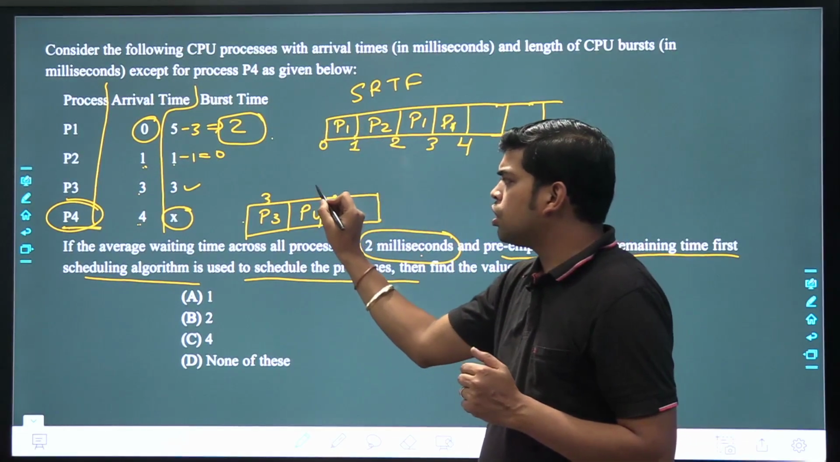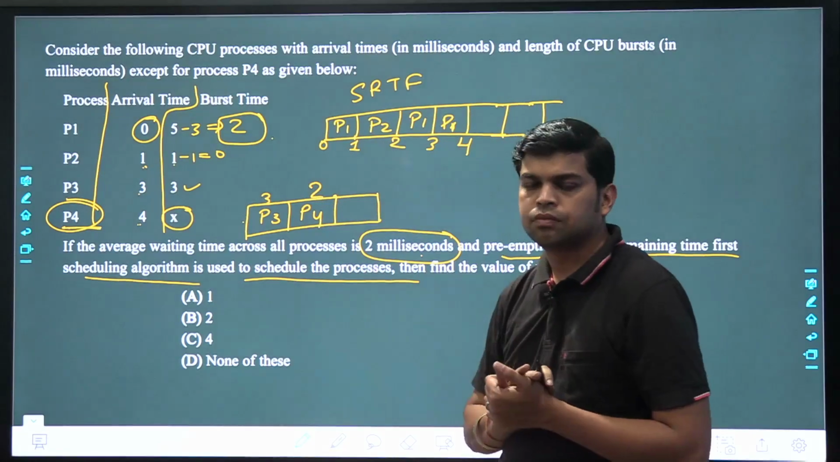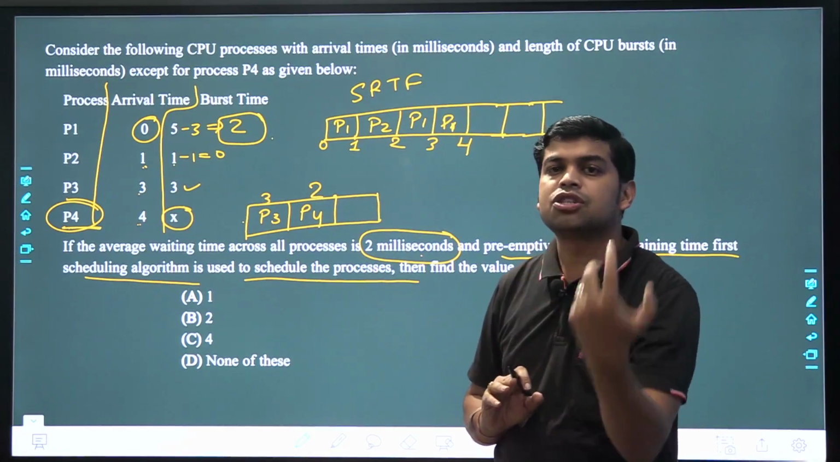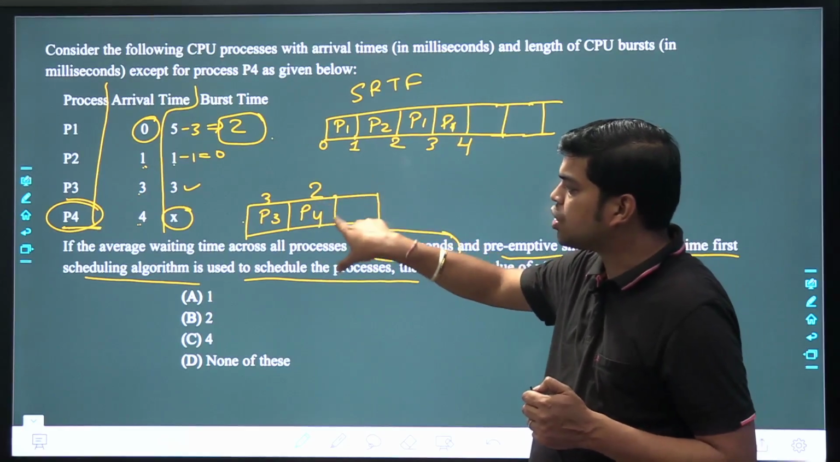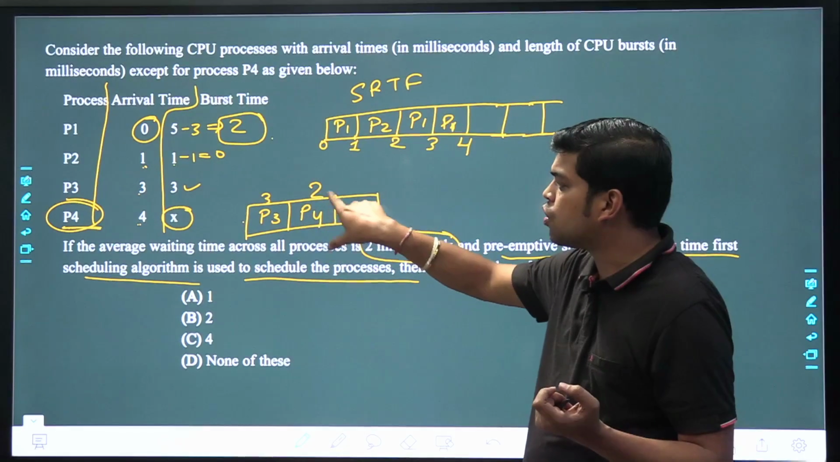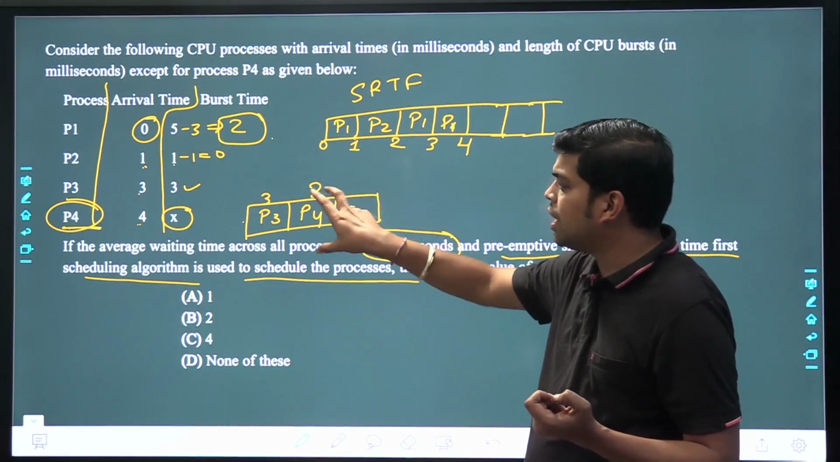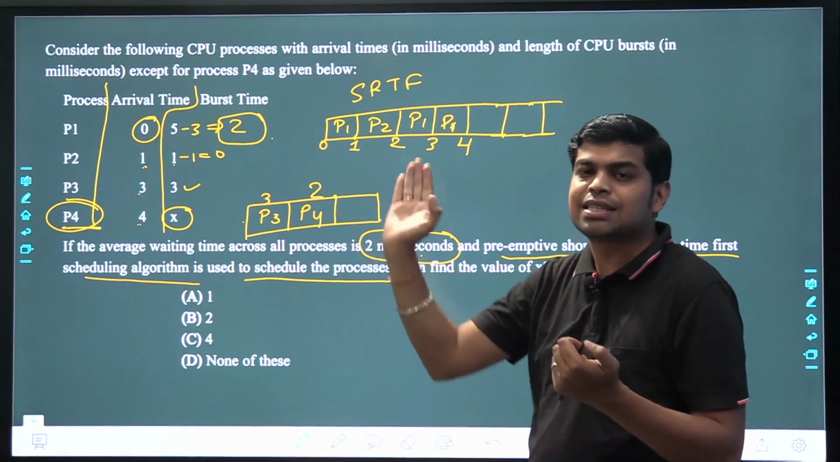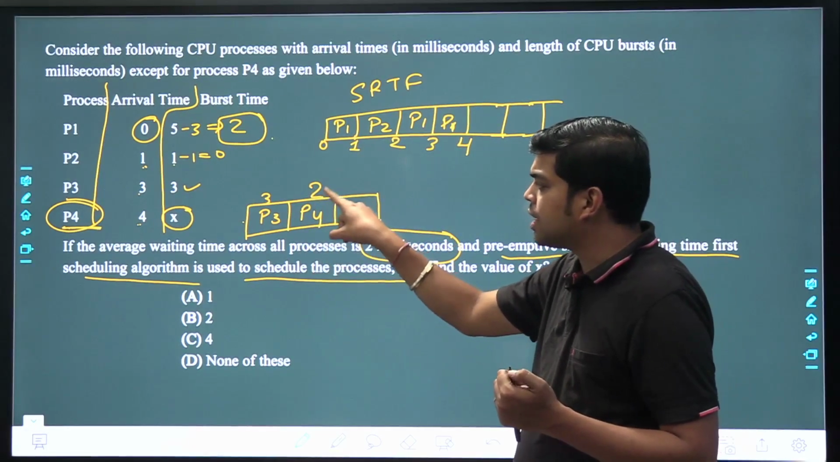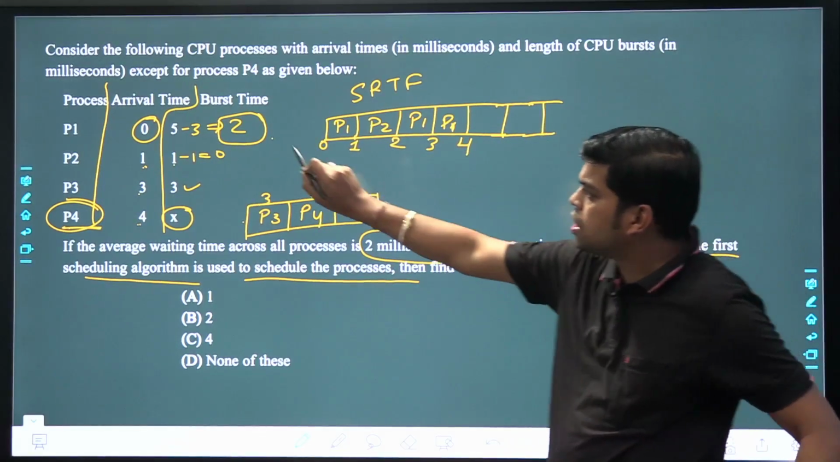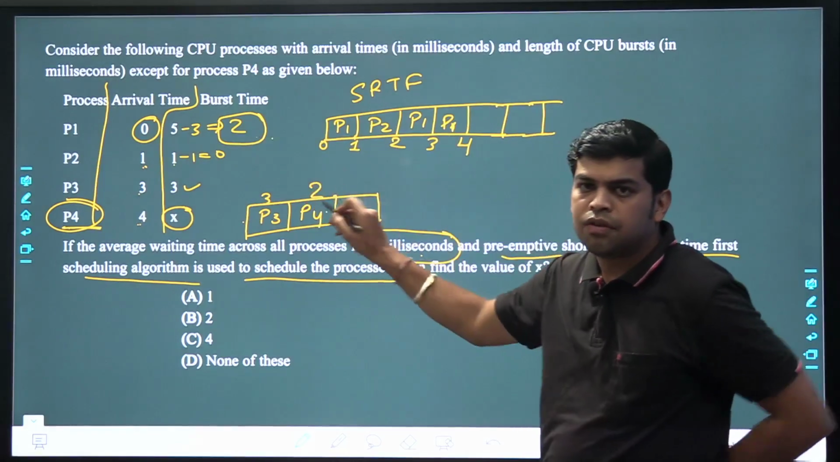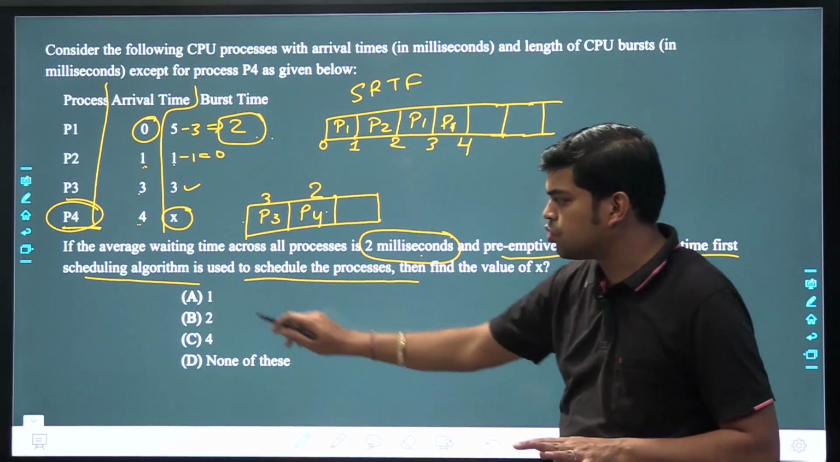Now if we put the value of P4 as 2, if we assume the value of x is 2, what happens? Just understand. If we execute P4 first, definitely the value of P4 we consider is less than 2. If we consider it exactly 2, then P1 is executed continuously because the burst of this and this is equal. We just assume the value of x is equal to 2 with this option.